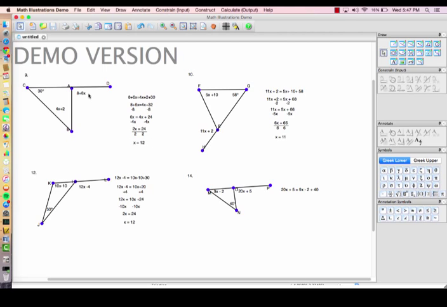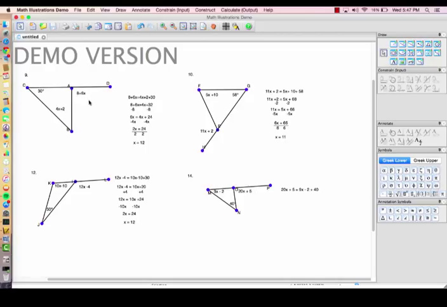I am talking about the exterior angle theorem, where we can find values based on the fact that an exterior angle in a triangle is always equal to the sum of the opposite interior angles. So whatever these two angles are, I know they're going to equal the angle right here. So that's what we learned in class today.